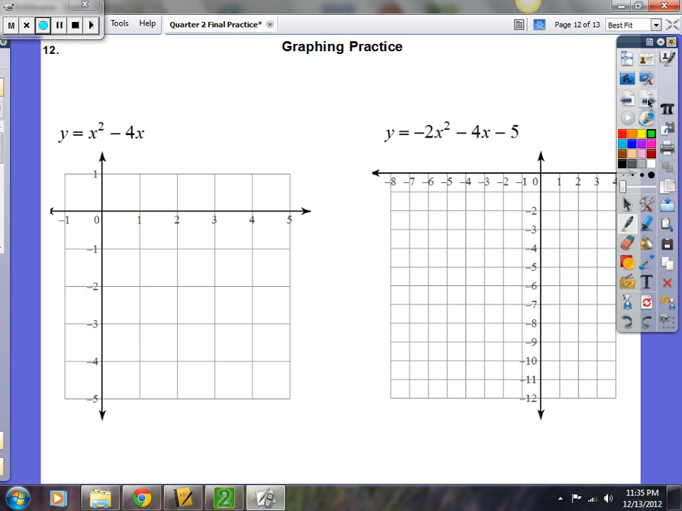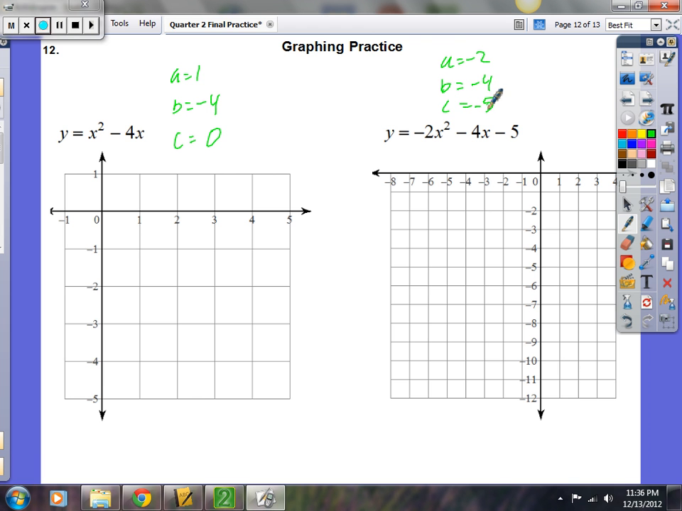So 12, graphing practice. How many more do we have? This can be it. Okay, in the interest of time, I'm just going to start you off on 12. This one, the A is 1, the B is -4. The trick on this, the C is 0. Let's do this one. A is -2, B is -4, C is -5.